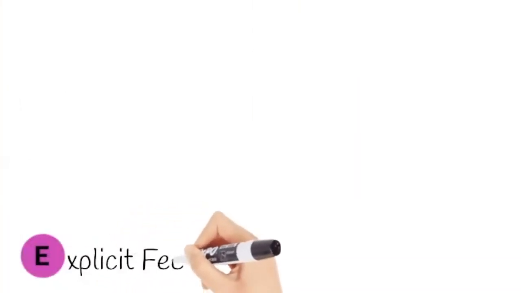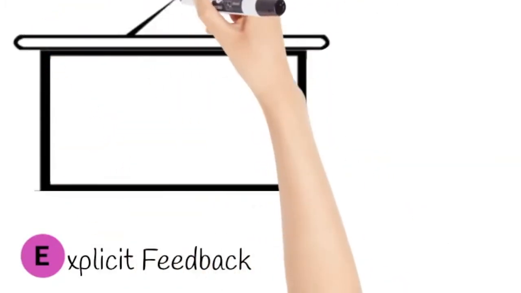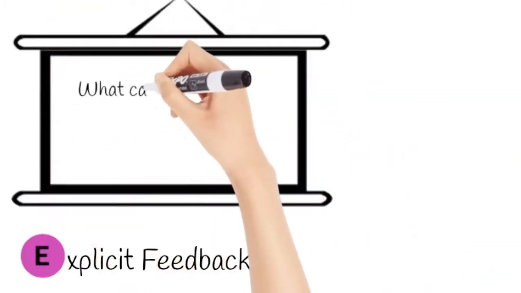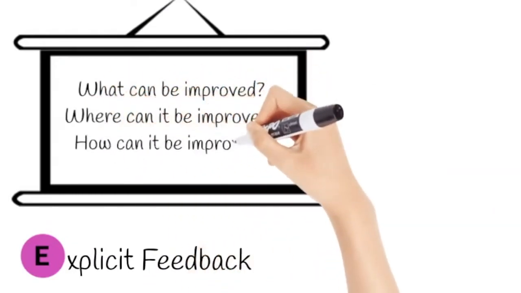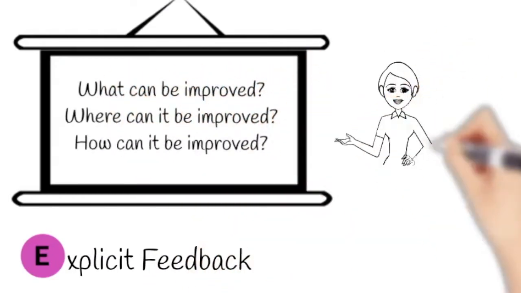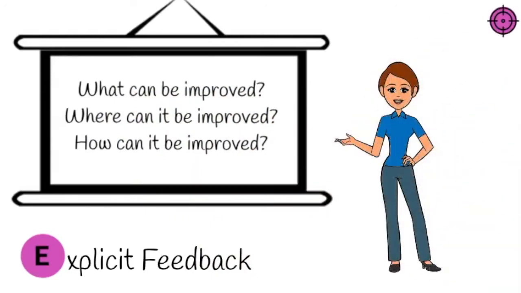The second element of the Teach Model is explicit. Feedback should be explicit about what can be improved, where it can be improved, and how it can be improved. In some cases, feedback should include examples. Measurable feedback allows students to reflect on how they can apply their knowledge for future growth and empower them to transfer their learning into relevant future experiences.